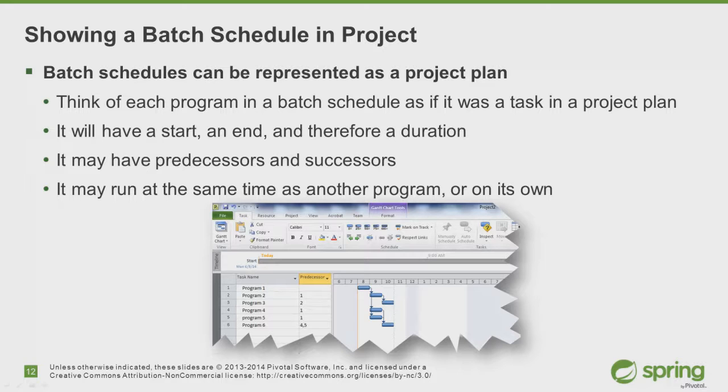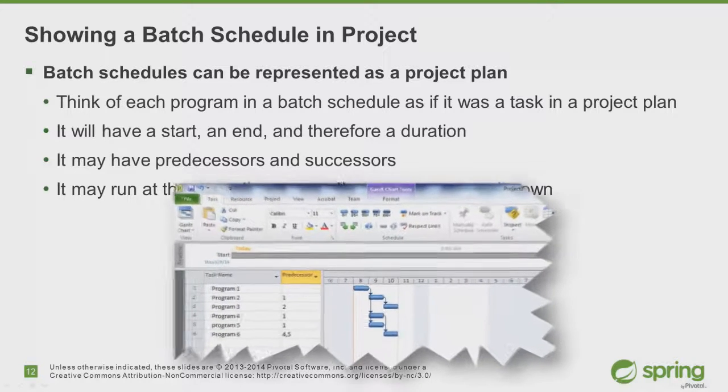Each one of those tasks has a start, it has an end, and therefore it has a duration. Now, when you're planning, you may not know what the duration is. When you execute, you'll have an actual duration. That's how long it actually takes for the job to run. Just like tasks in a project plan, programs in a batch schedule can have predecessors and successors. And they might run at the same time as another program, or they might run on their own in the same way as two tasks in a project plan might be run at the same time, or they might be run on their own.